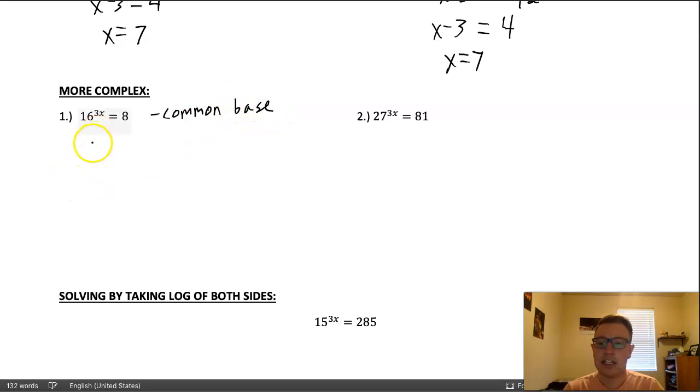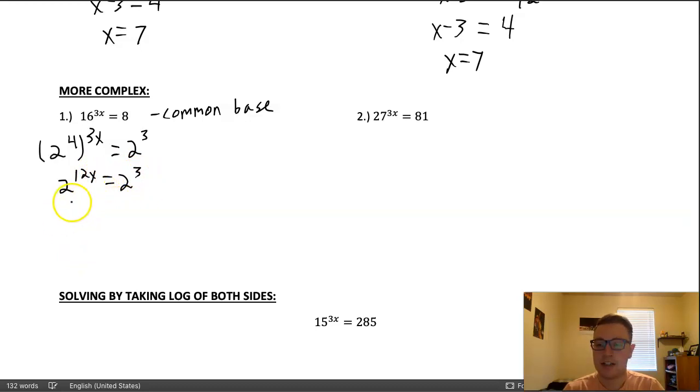Right, 16 is 2 to the 4th, so this is 2 to the 4 to the 3x. And 8 is 2 cubed. So we have 2 to the 4 to the 3x is equal to 2 cubed. Or because this is a power raised to a power, that's 2 to the 12x is equal to 2 cubed.